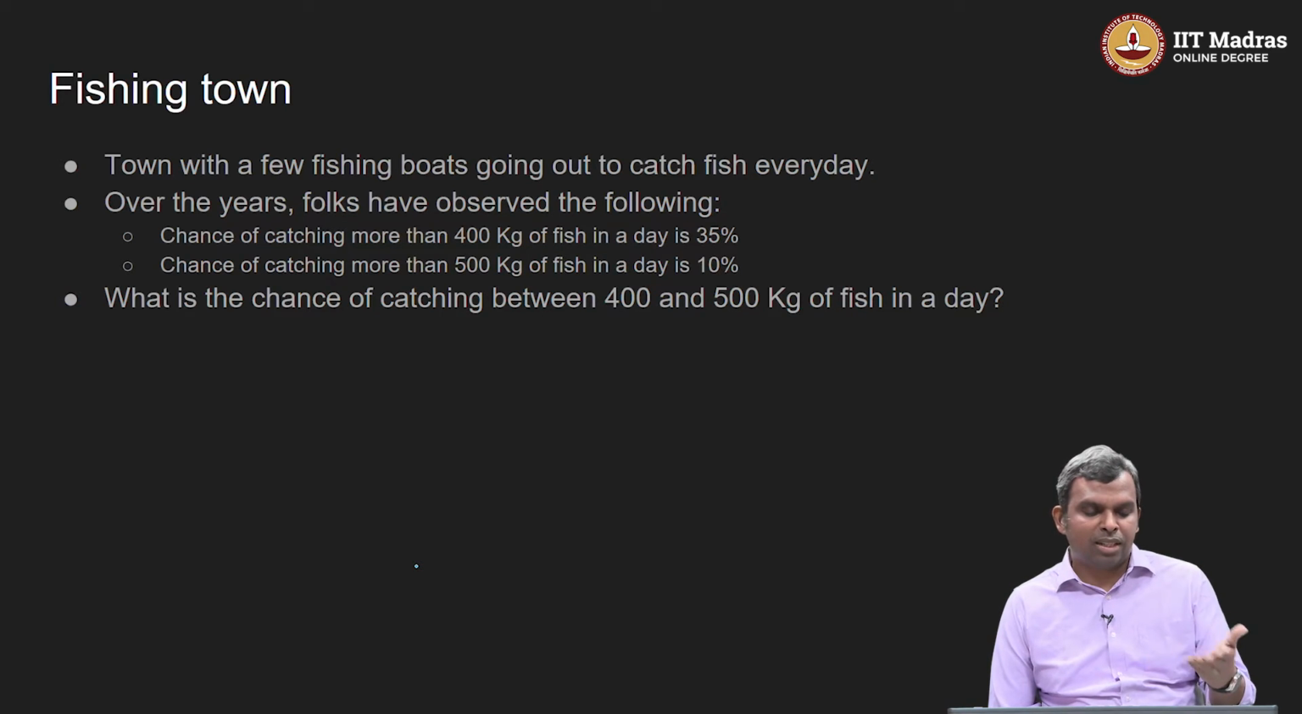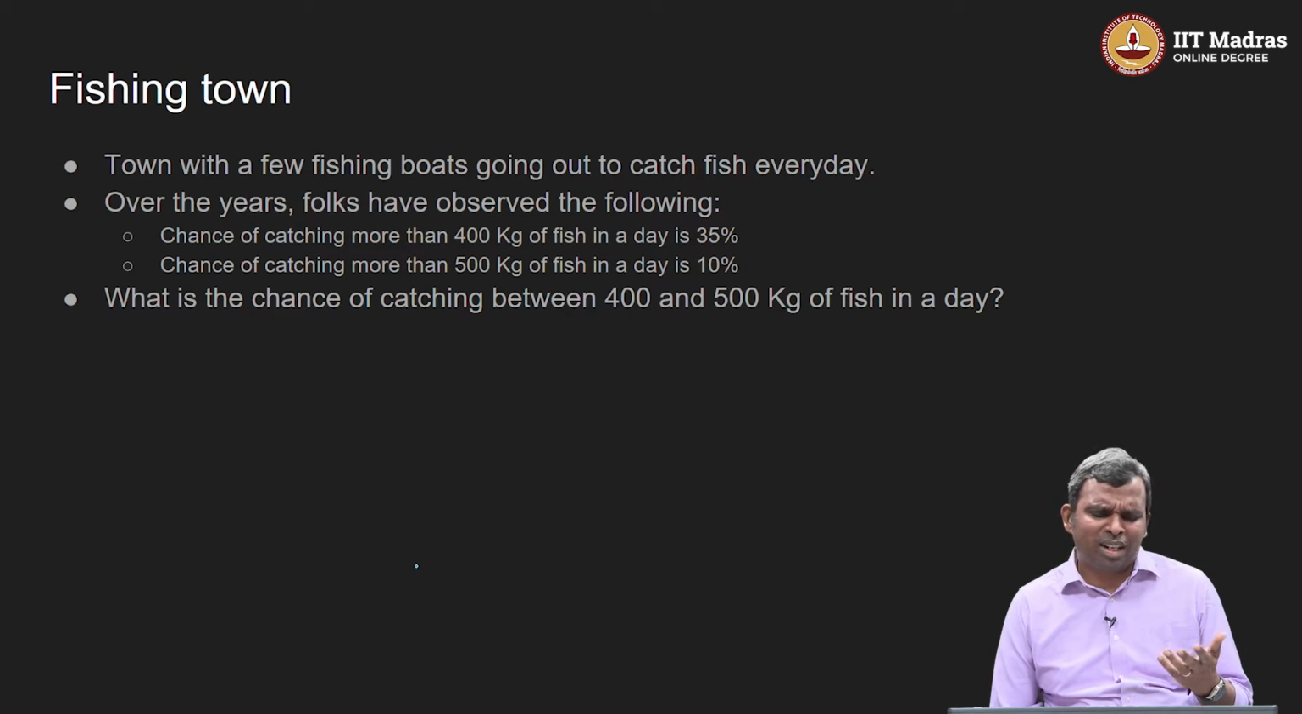There are ways to estimate probabilities of events, some of them intuitive. Here is a fishing town where a few fishing boats go out to fish every day. Over the years, people in the fishing business have seen that they go out at night and come back early in the morning, and the chance that more than 400 kg of fish are caught is maybe 35%.